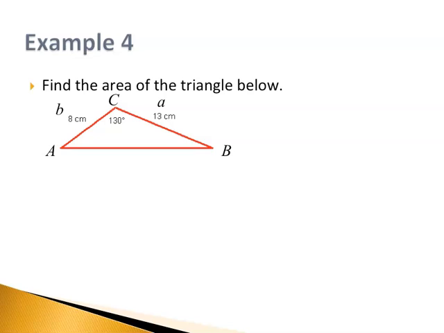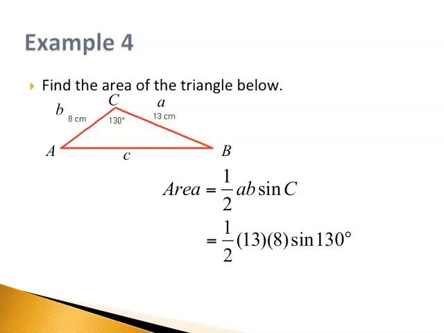Okay, so now we're trying to find the area. We have side a, we have side b, and we have angle C, so we can go ahead and use the area is equal to 1/2 ab sine of C, and plug in what we know. So 1/2 times 13 times 8 times sine of 130. And this comes out to be about 39.8 square centimeters.